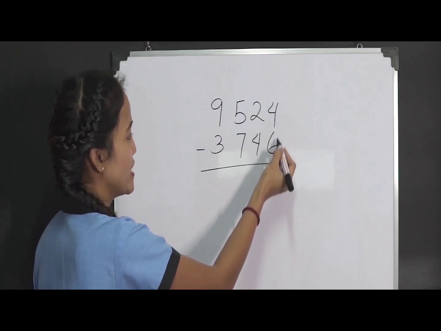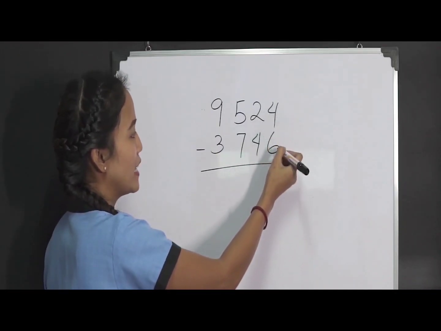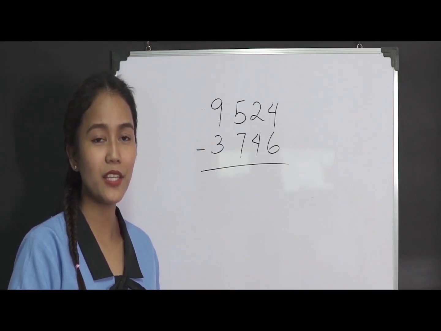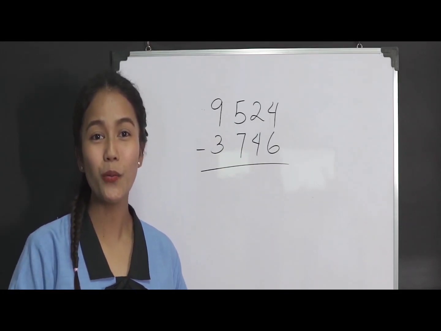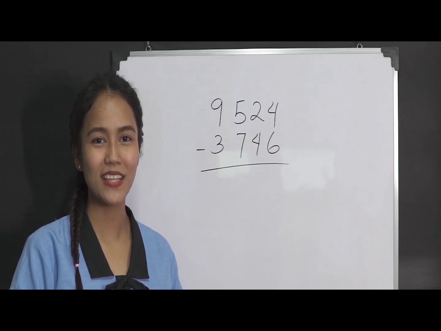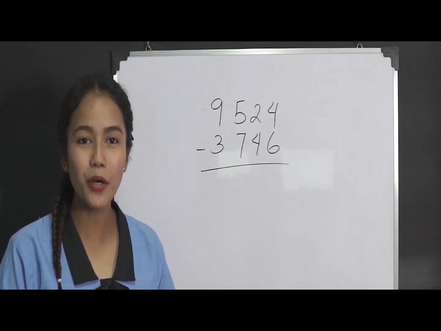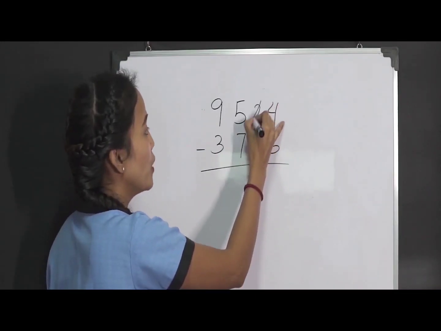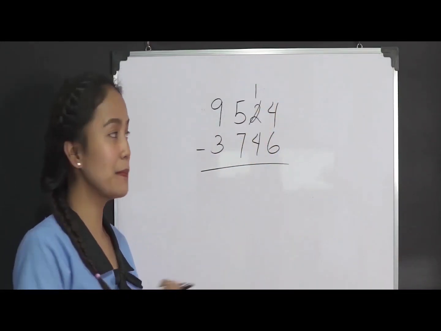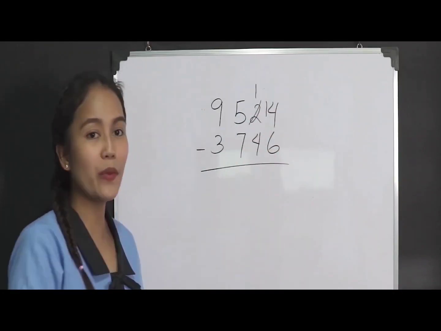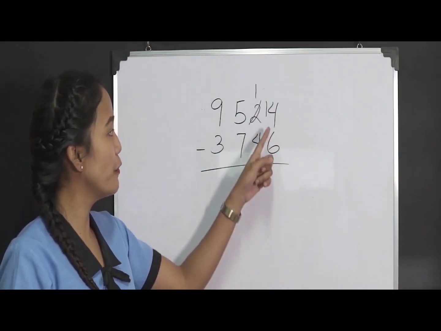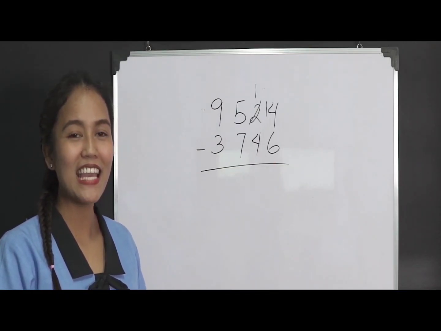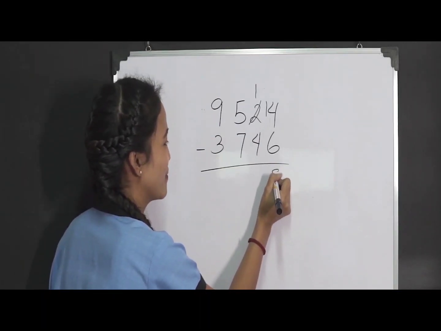Subtract first the ones. 4 minus 6. Can we subtract 6 from 4? No, we cannot. So, what are we going to do? That's right. We should regroup 110 into 10 ones. So, 2 will become 1 and write 1 beside 4. So, now we have 14. 14 ones minus 6 ones is equal to? Yes, it is equal to 8.